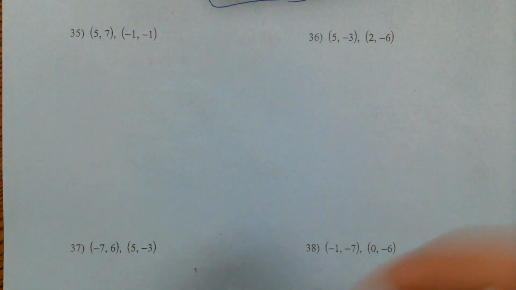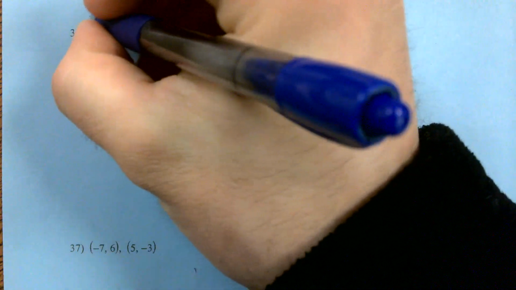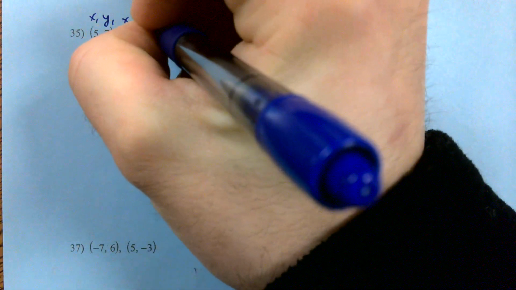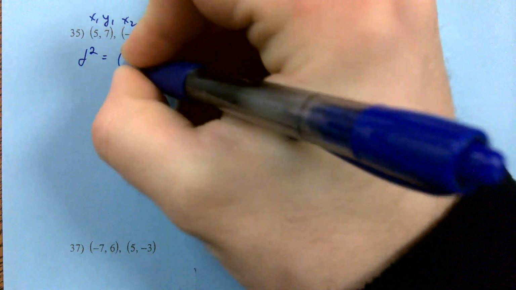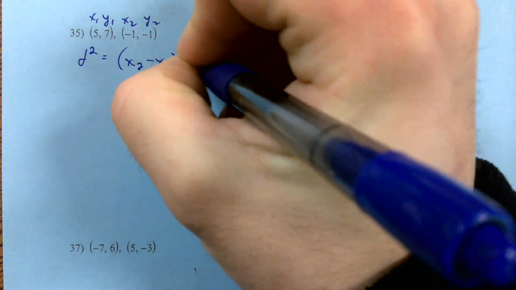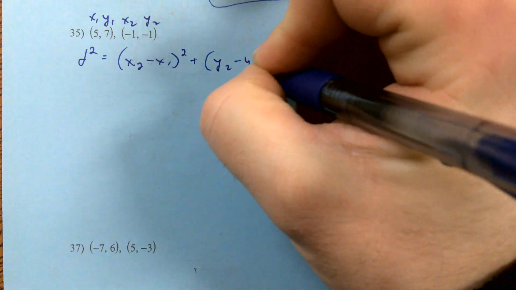Down here, now we're doing real-time distance formula. First thing we have to do, of course, is label each of these points. Let's get this in focus here. There we go. We're going to label them x1, y1, x2, y2. And we're going to plug them in. x2 minus x1 squared plus y2 minus y1 squared.